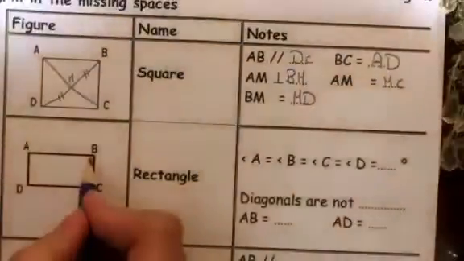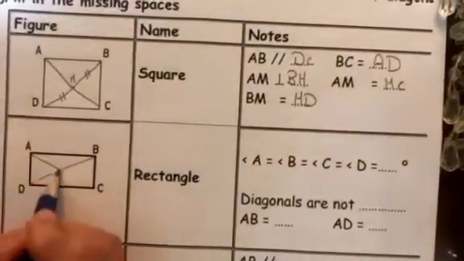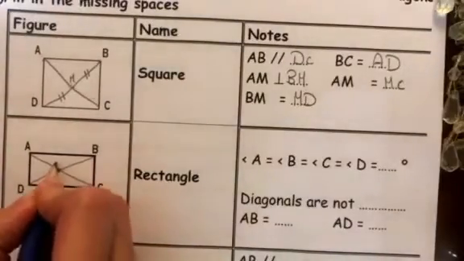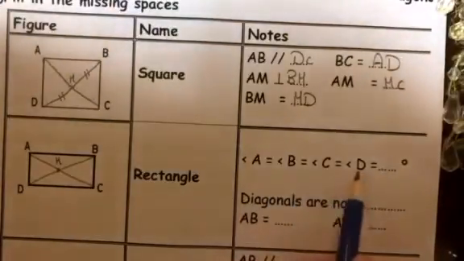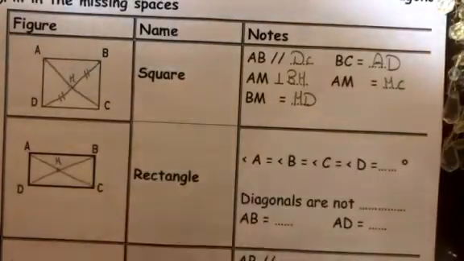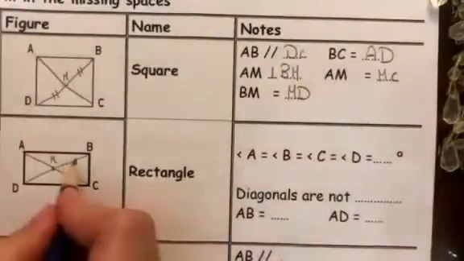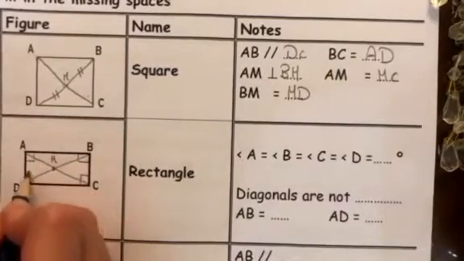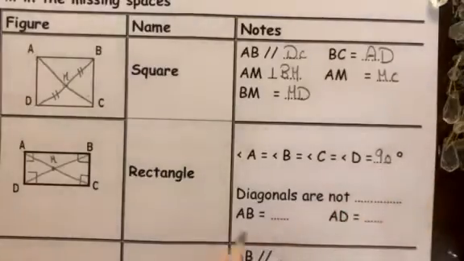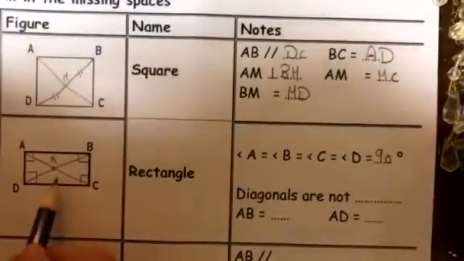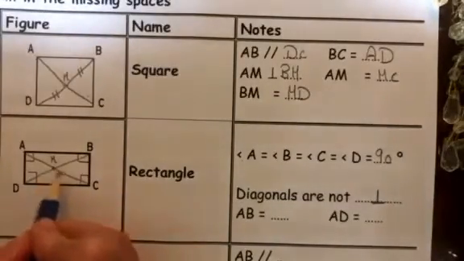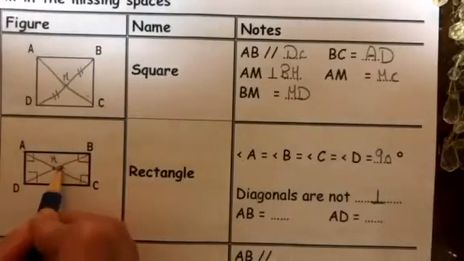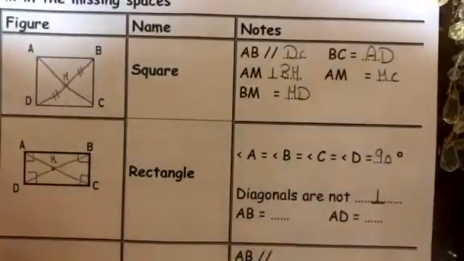Next, I will draw the diagonals of the rectangle, and I will call this point of intersection M. Angle A equal angle B equal angle C equal angle D. I said in the rectangle all its angles are right angles, and right angle equals 90 degrees, so it will be 90. In that rectangle, the diagonals are not perpendicular. They don't make 90 degrees.